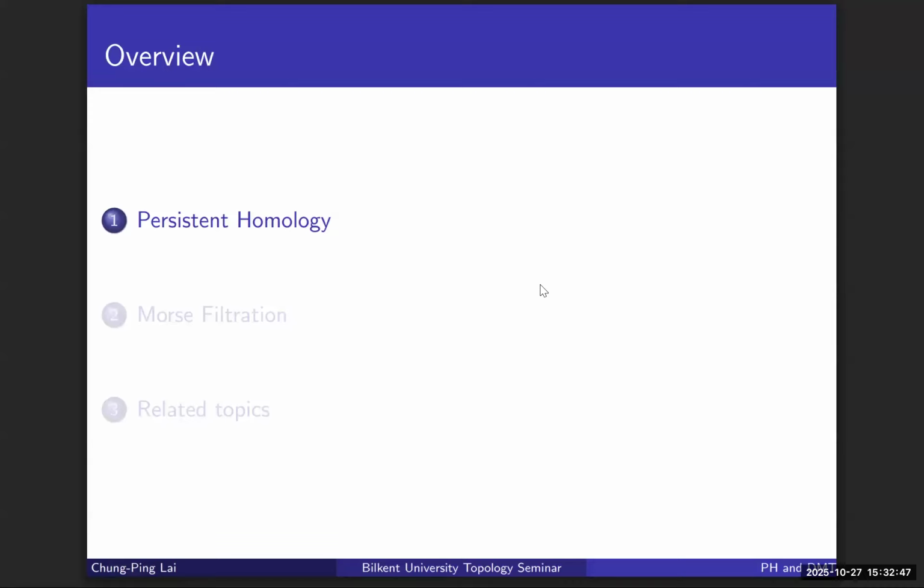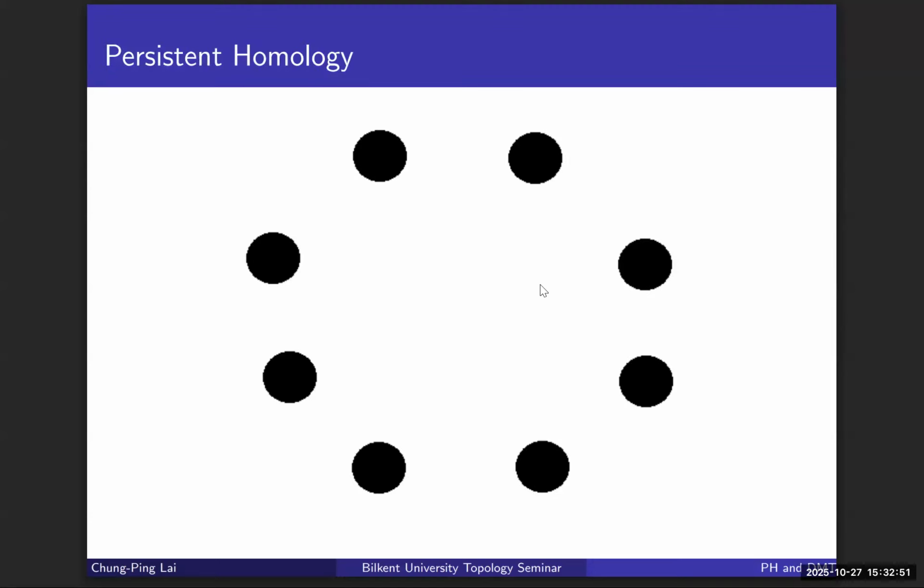Firstly, I just want to briefly explain what persistent homology is at all. I've heard that a lot of you already have exposure to the idea, so it will be less math, but I still want to give at least an overall picture of what this is about.